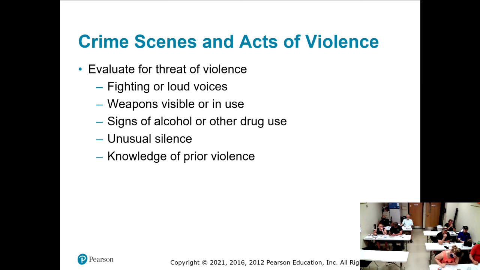Fighting or loud voices. You want to look for weapons visible. Look for some odd things in the story. These are the kind of scenes where you might be there first. You might have to go back to the truck and call for help.